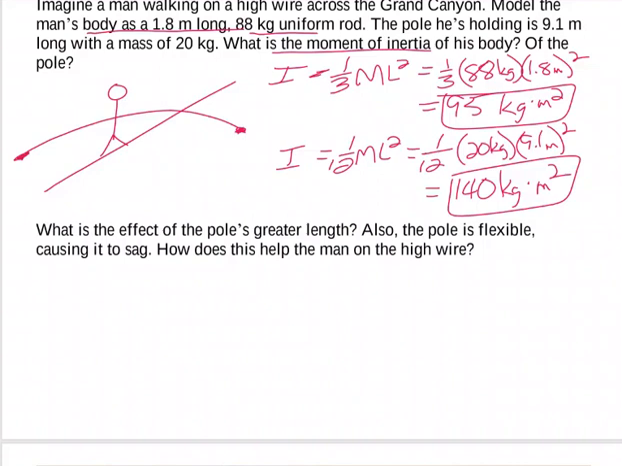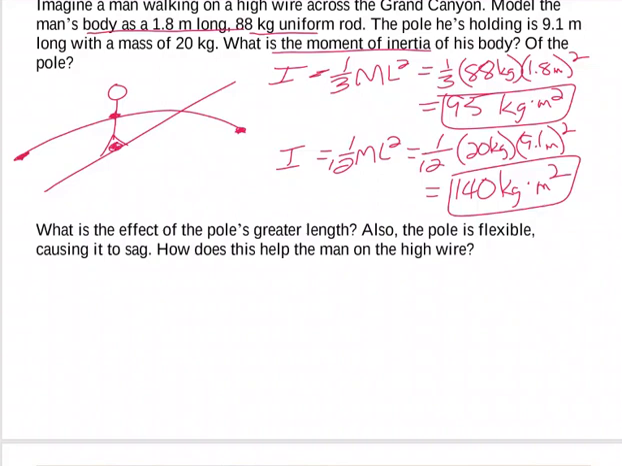Okay. So what is the effect of the pole's greater length? We talked about this last time. It lowers the center of gravity. So now instead of the center of gravity being up here, we have the center of gravity being way down, even almost to the bottom where his feet are, because that pole is sagging way below even the wire. And the pole is flexible, causing it to sag.